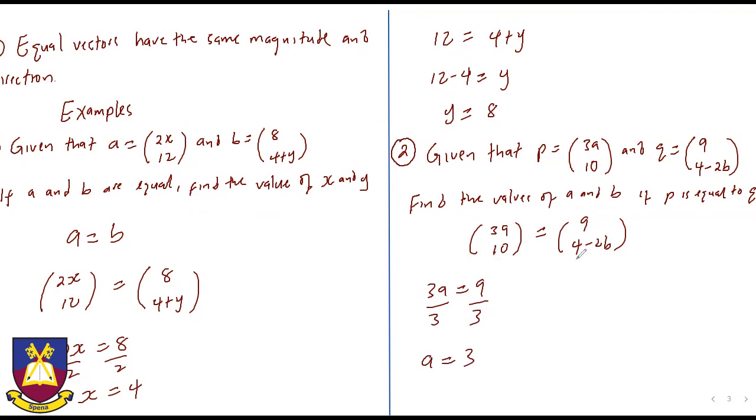Then we're going to equate this to this. 10 is equal to 4 - 2b. So we're going to bring this to this side. We have 10 minus 4 is equal to negative 2b. This is 6 is equal to negative 2b, divided by negative 2 on both sides, b is equal to negative 3. And that's all about equal or equivalent vectors.